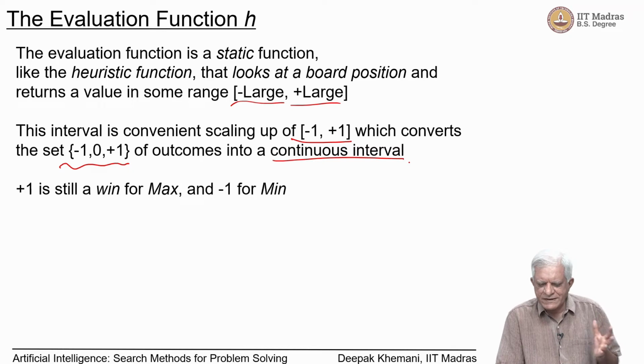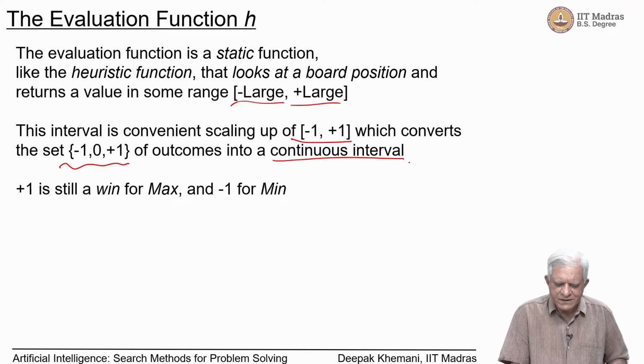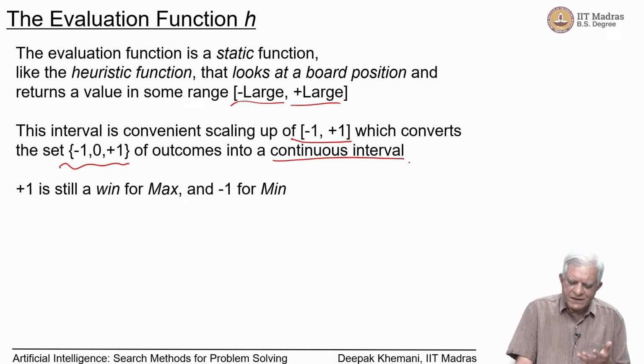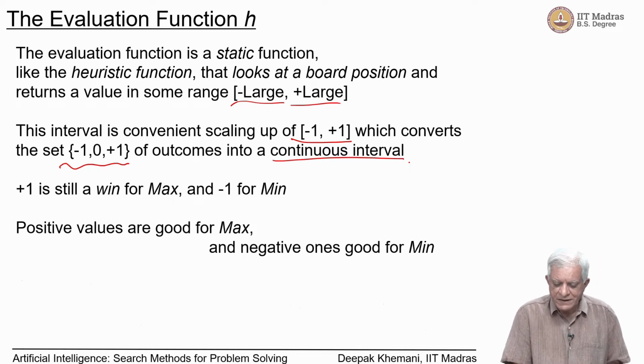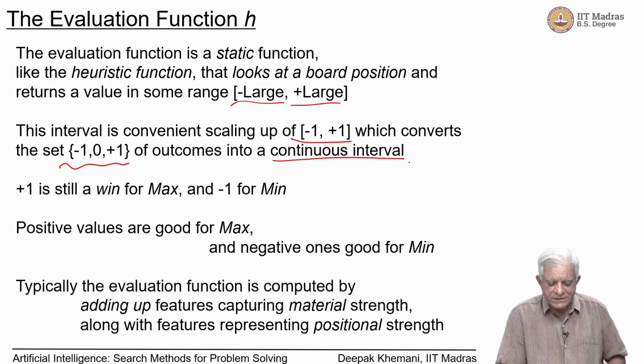So, it may not necessarily be win or loss, it could be somewhere in between. So, plus 1 will still be a win for max and minus 1 for min, but intermediate values would be either good or bad for min, and this is where the evaluation function will play a role essentially. So, positive values will be good for max and negative values will be good for min.